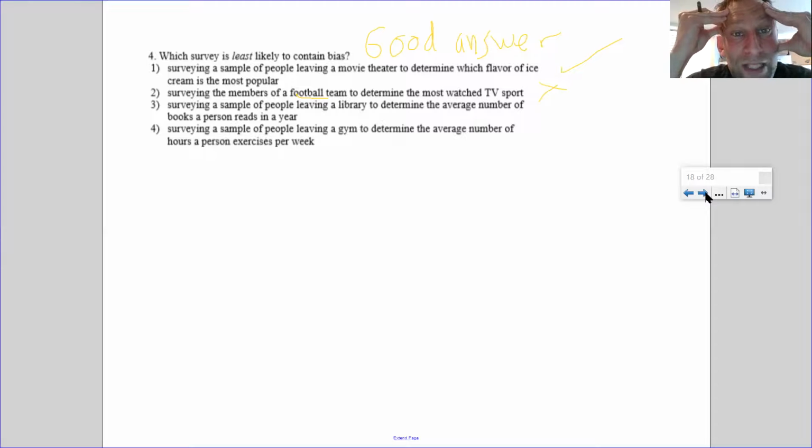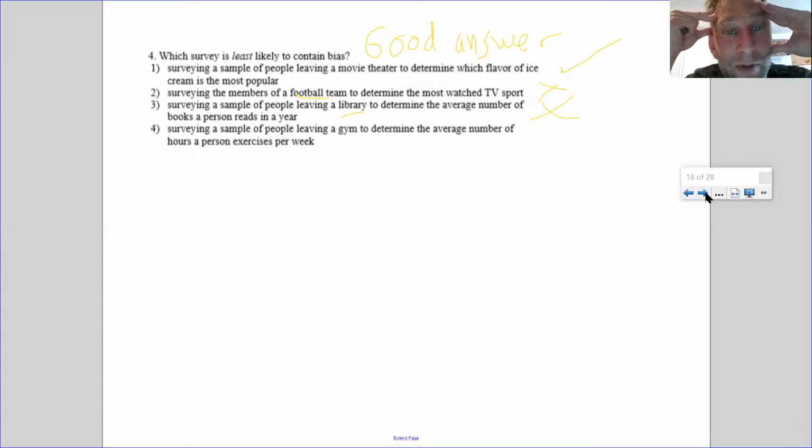Surveying a sample of people leaving a library to determine the average number of books a person reads in a year. Is that bias? Yes, people at the library, they go there for books. People at the library read books. That's bias. People that don't go to the library, people that don't read, aren't going to the library. So I'm not getting any people that read nothing. I'm one of those people. I don't really read. But that's the example of bias, all right? You can't ask people at a library to determine how the whole population feels about reading, all right? People at a library read more than most people.